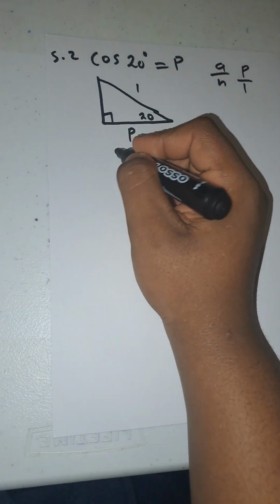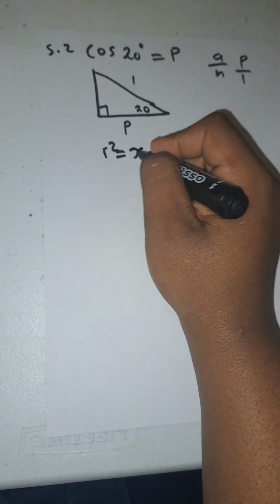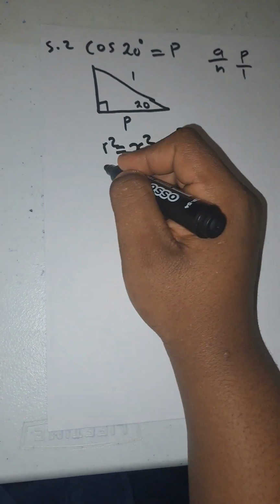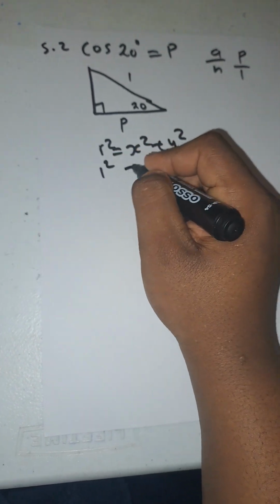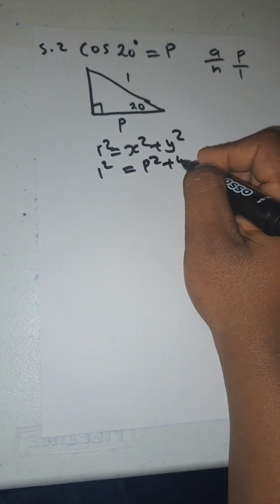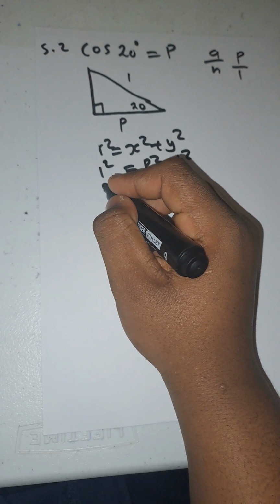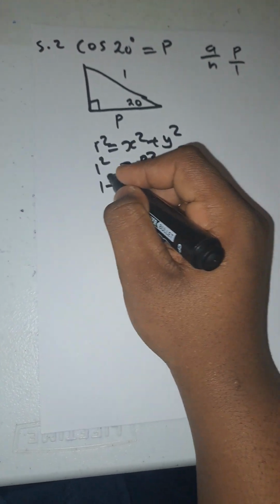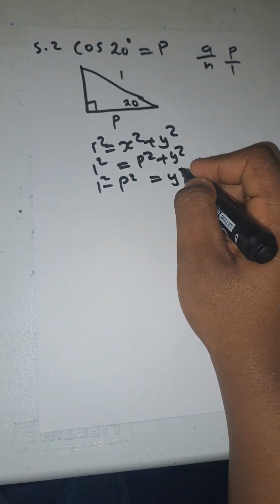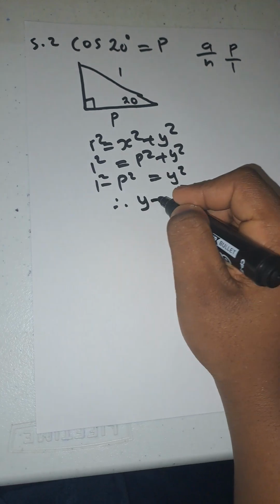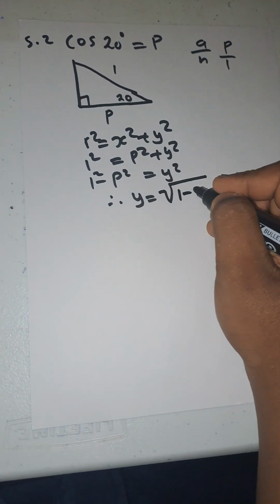And then when you're gonna simplify, we have to find this side. So it's gonna be r squared is equal to x squared plus y squared. So 1 squared is equal to p squared plus y squared. To find this one, I'm gonna do 1 minus p squared equals y squared. Therefore I know that my y is equal to the square root of 1 minus p squared.